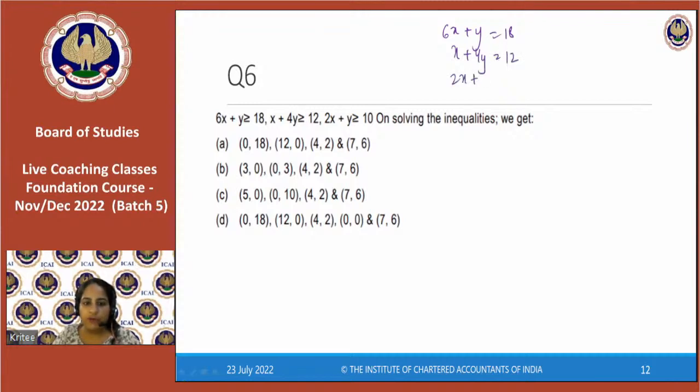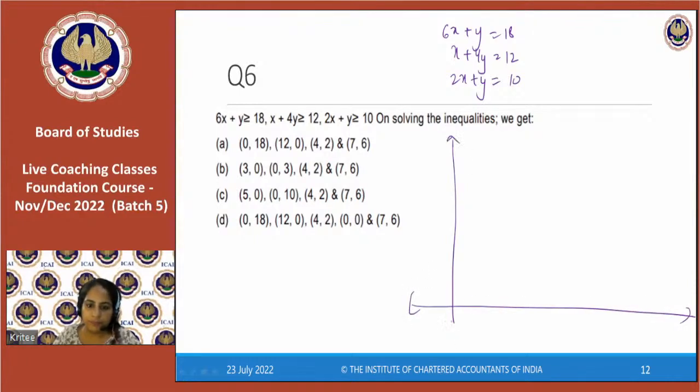I'll quickly cover it for those who missed out. I will quickly mark these points. First, when x is equal to 0, y is equal to 18, and here x will be 3. So the first line lies here. Okay, I'll take this as 3. The shading will go above.